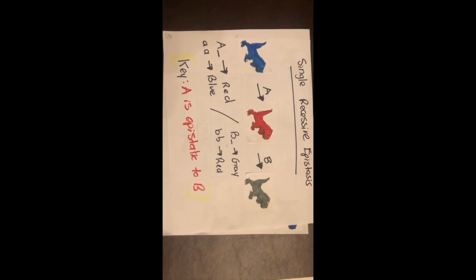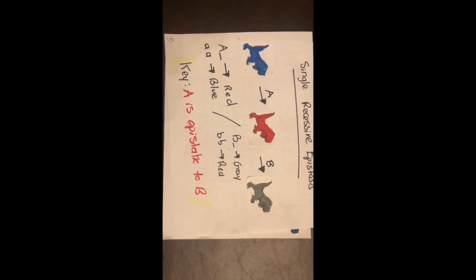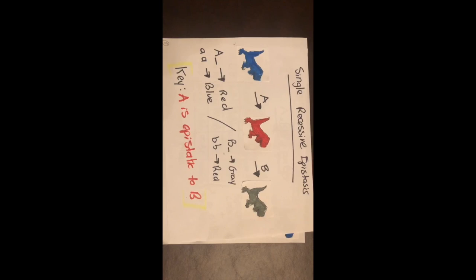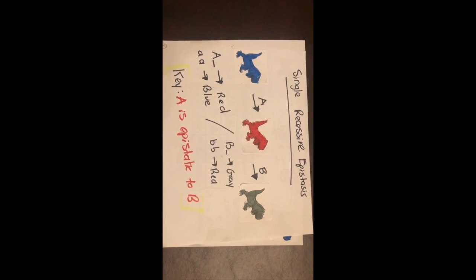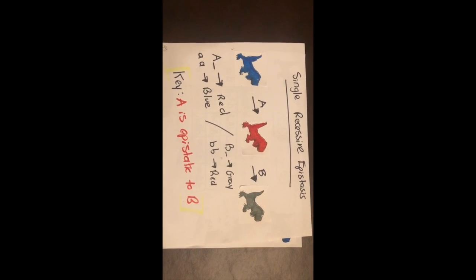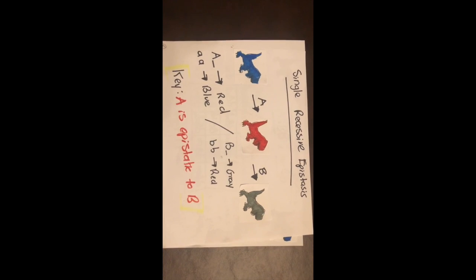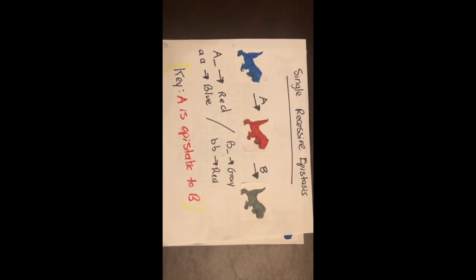As A is the locus that modifies the expression of B, this is the epistatic gene. Blue represents the starter. If you do not have a functional A enzyme, you cannot move on to the red intermediate. Now, if the red intermediate is reached, dinos with big B's are moved on to the gray color, while those with little b's remain red.